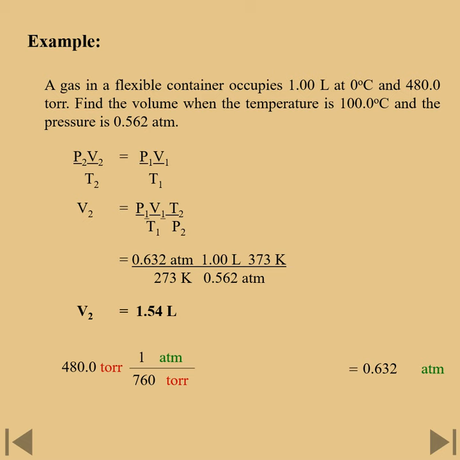Does our answer make sense? Well, we had an increase in volume, which would match an increase in temperature. And it would also match a decrease in pressure. So I have lots of confidence that my answer is correct. I hope you're getting in the habit of asking when you're done with the calculation, does my answer make sense?